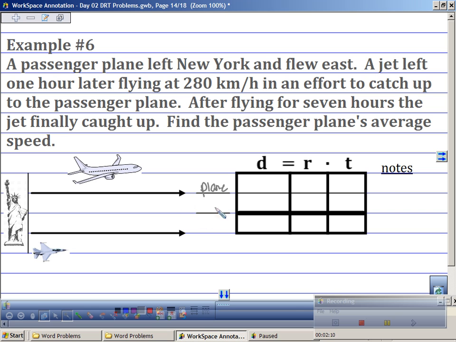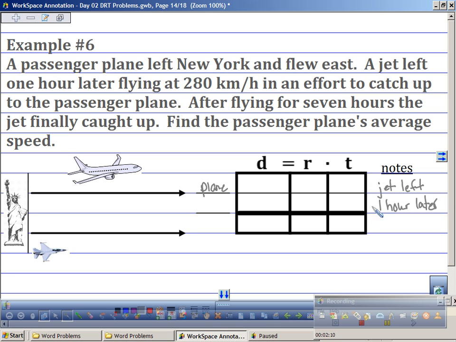A jet left 1 hour later. I don't know what to put in time yet. It didn't say he's traveling for an hour. It said he was traveling an hour later. So the jet left 1 hour later.